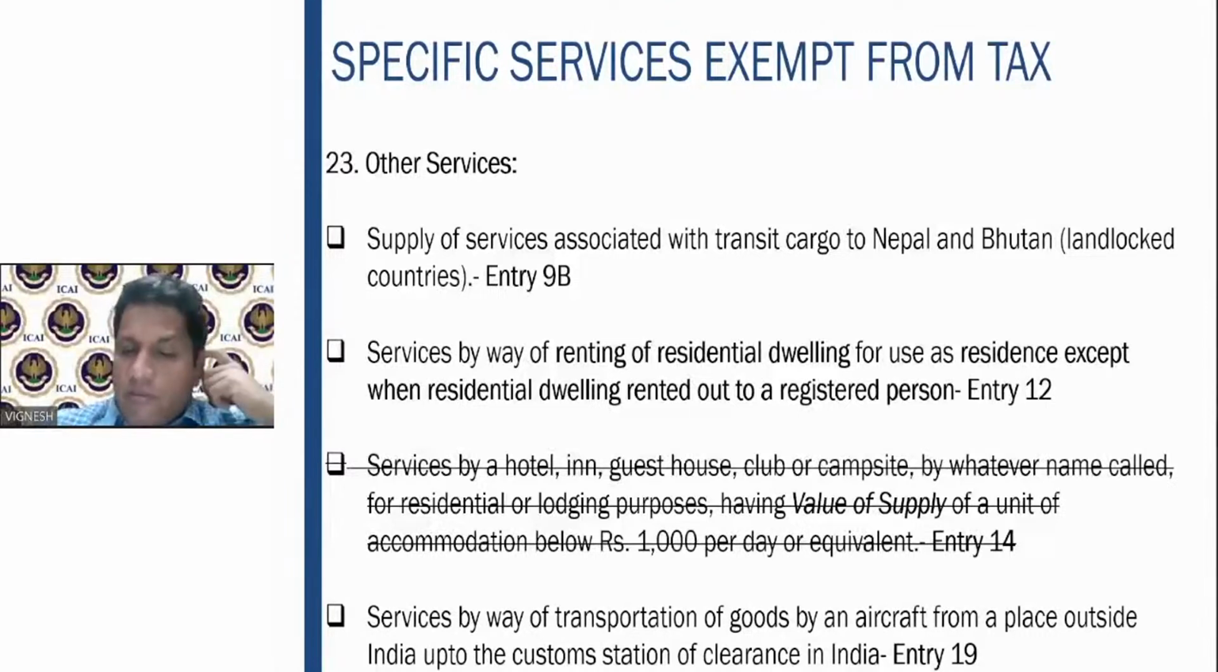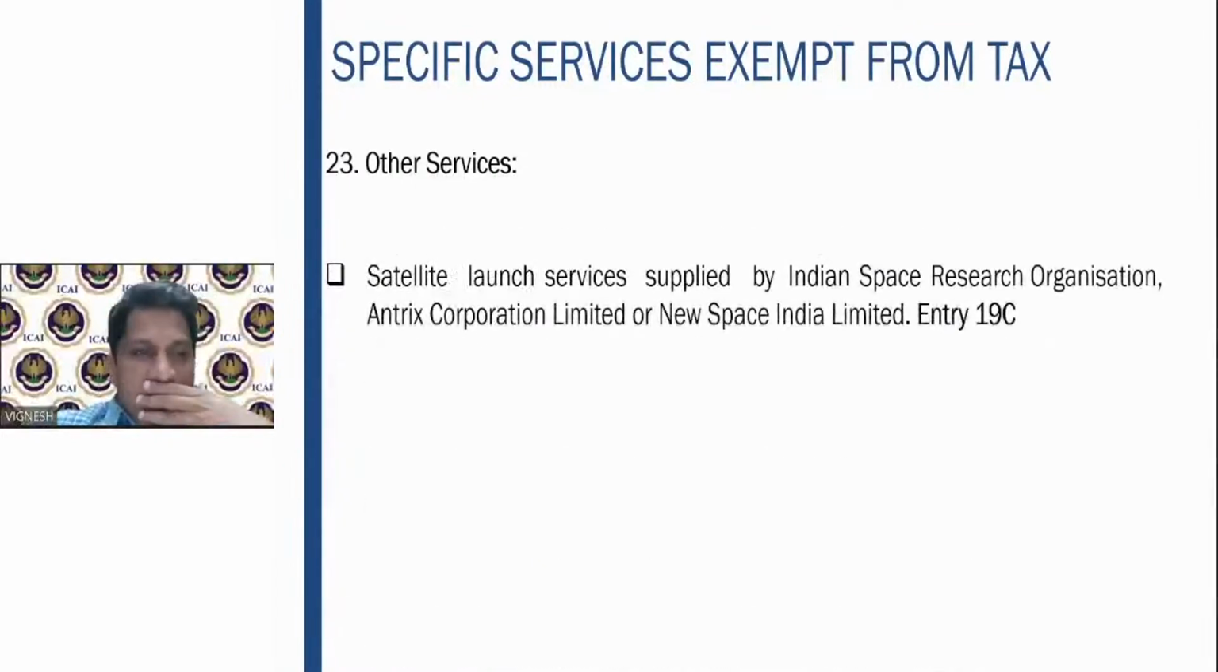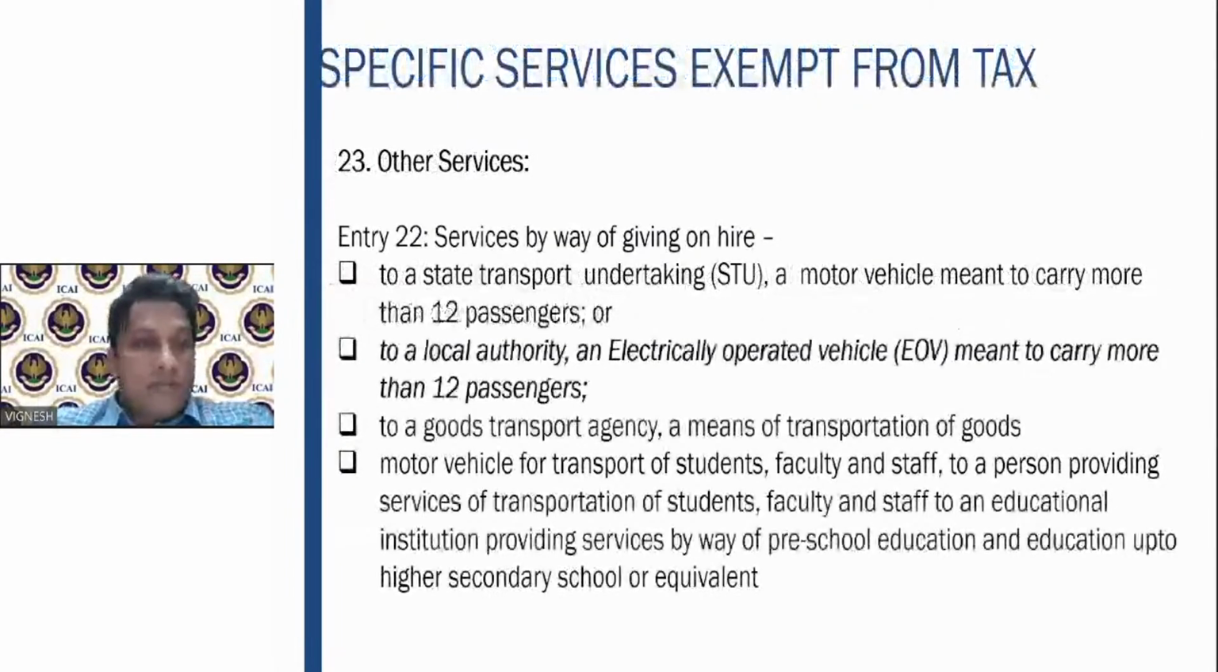Then services by way of transportation of goods by aircraft from a place outside India up to a customs station. Transport of goods by aircraft is there. Outside India, you're getting the goods up to the customs station of clearance in India. That is exempt from GST. The satellite launch services supplied by ISRO, Antrix Corporation or New Space India Limited are exempt from GST. A lot of these are eliminated, though. We'll just check those once we cover this particular list.